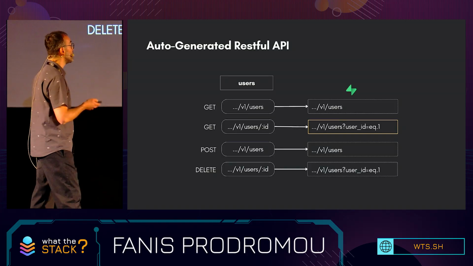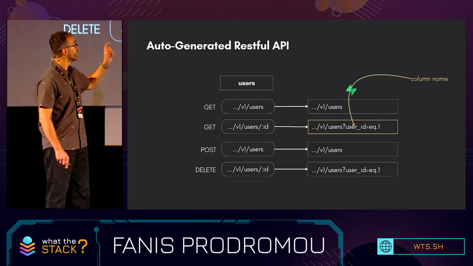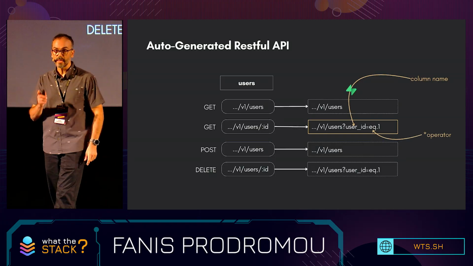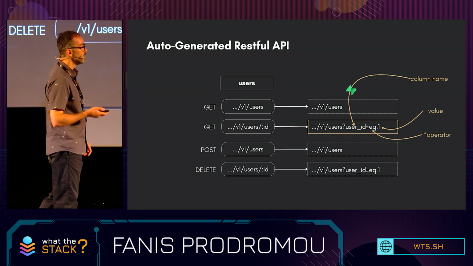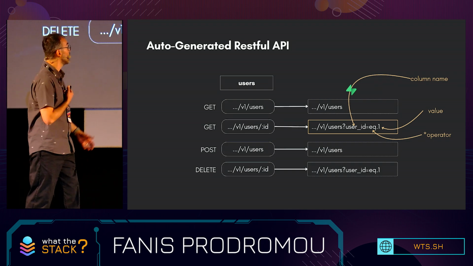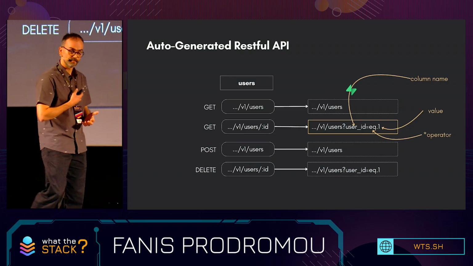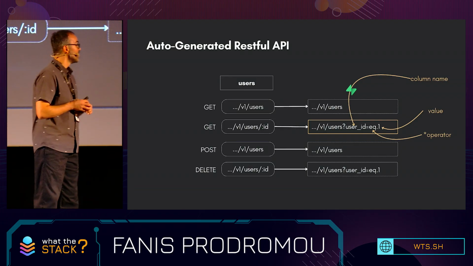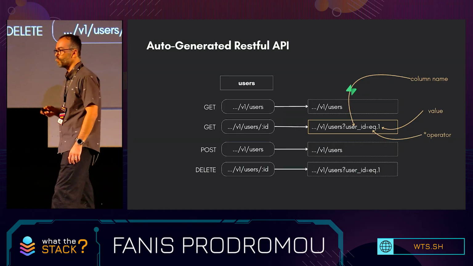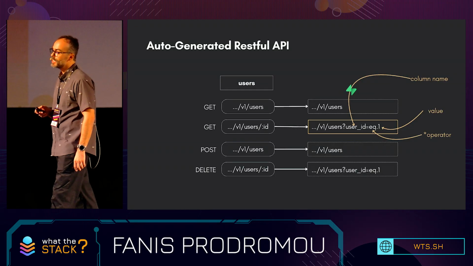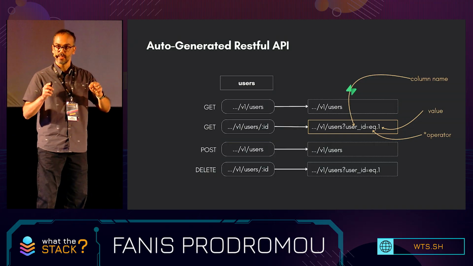But what is this query parameter? Well, user_id is the column name, the eq is the operator, equals, and the 1 is the value. So what we're saying here is that I would like to get a user where the user_id equals 1. And just for the sake of standard, this is according to REST principle. This is perfectly fine. But what I would like to point out here is that, do you already see how powerful this is? Let me give you an example.